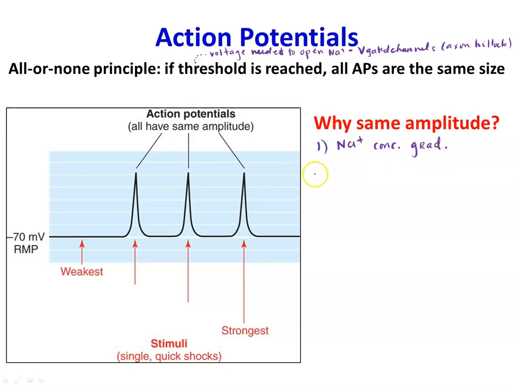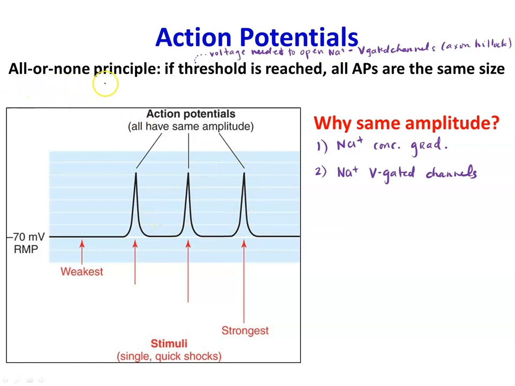Okay. Number two, what is sodium? A small polar ion. So here it depends on then how many sodium voltage gated channels are present and how many are open. Okay, because how many are open as well as how many are present is going to dictate how much sodium can come in based on the sodium concentration gradient. That is why all of the action potentials are the same size.